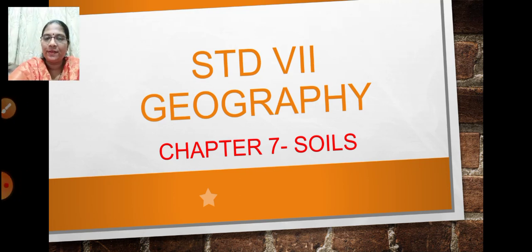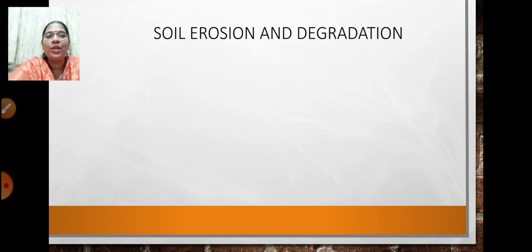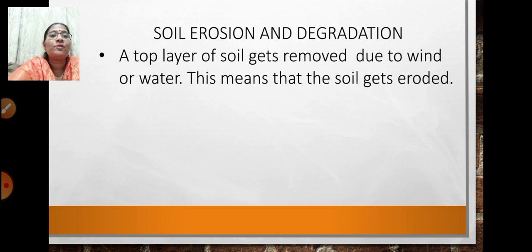Today we'll be doing the third part of our chapter 7, Soils of Geography. Let's see what we are going to learn today. Soil erosion and degradation. What is soil erosion? What is soil degradation? And also how are we going to stop it? That is soil conservation. So the top layer of soil gets removed due to wind or water.